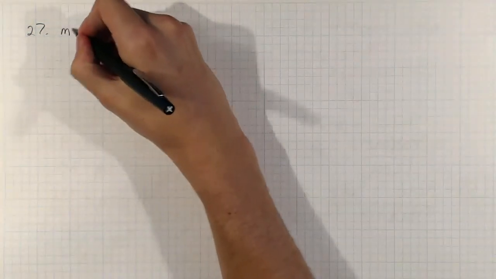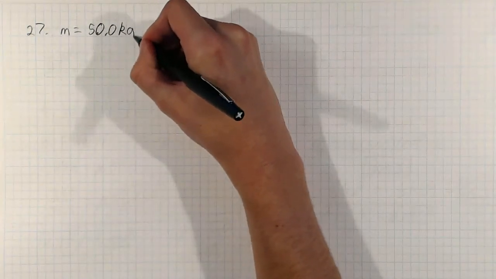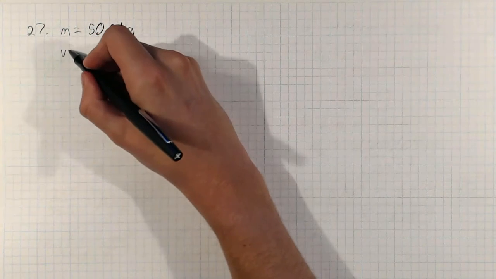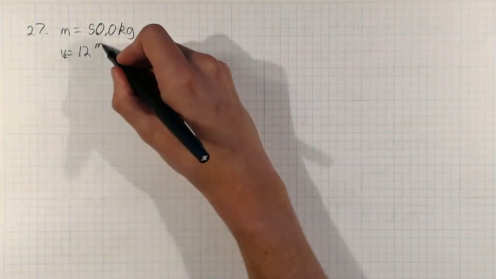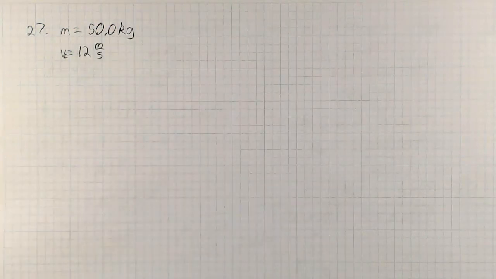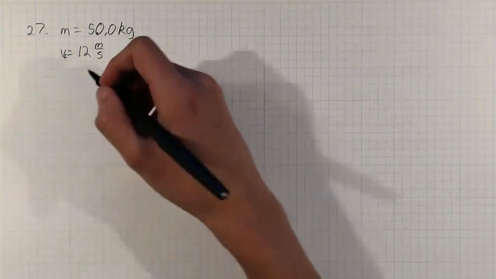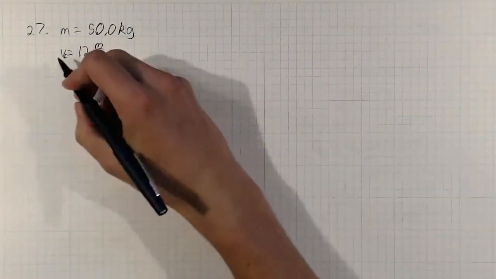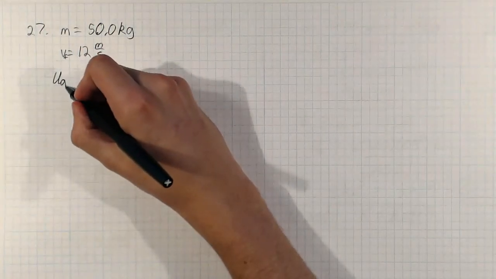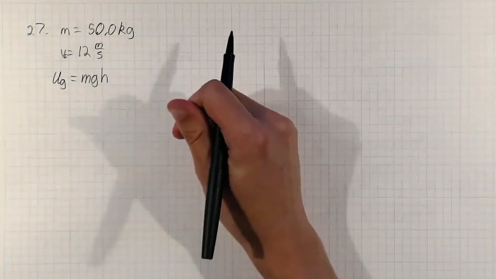So we know that our mass is 50.0 kilograms, and the final velocity is equal to 12 meters per second. And they want to know the height of the hill. So, given that this chapter's on energy, the only equation that we have that has height in it in this chapter is the potential energy due to gravity is equal to mgh. We have to assume we're using that somewhere.